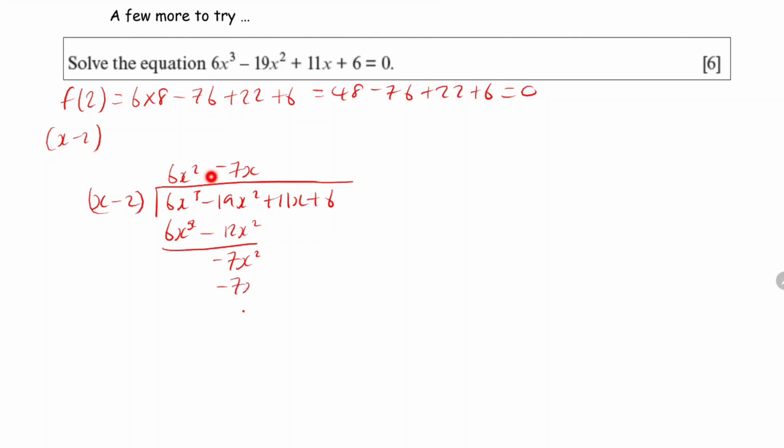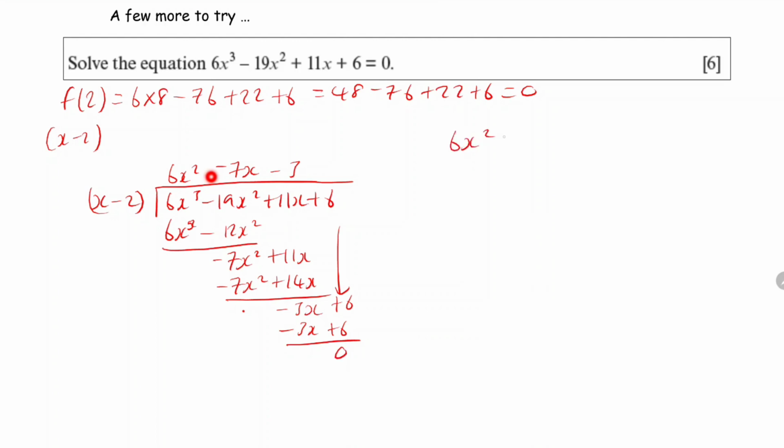Times the minus 7x by both parts. Minus 7x squared. Minus 7 times minus 2 is plus 14x. Lower the 11x down. Subtract. 11x minus 14x is minus 3x. Minus 3x divided by x gives us minus 3. Times the minus 3 by both of these. Minus 3x. Minus 3 times by minus 2 is plus 6. Lower this plus 6 down. And then we have 0 at the end.